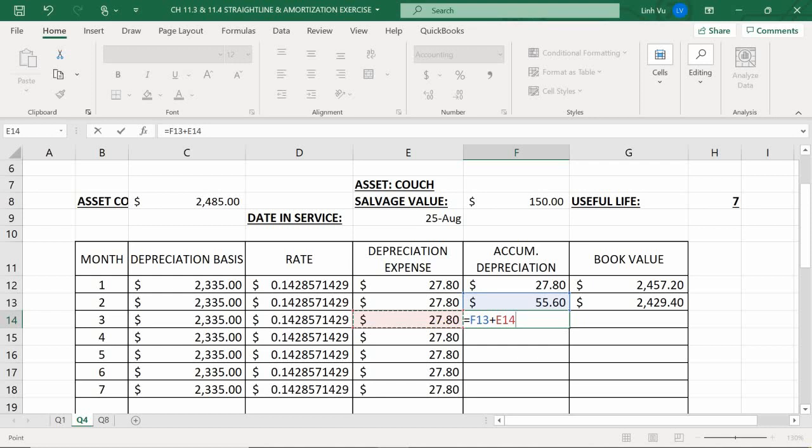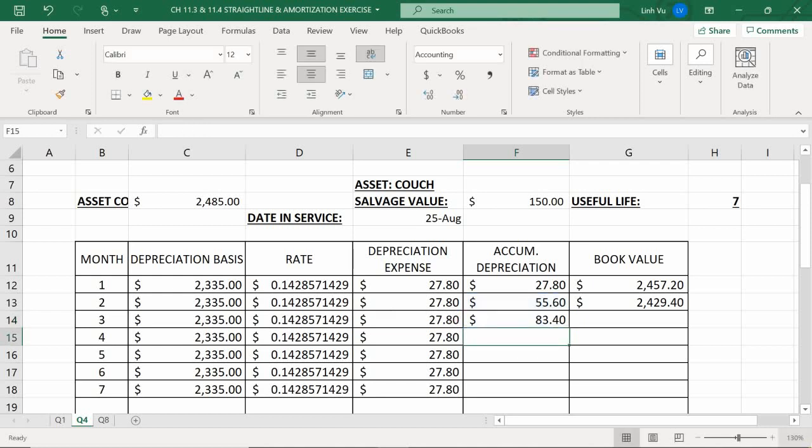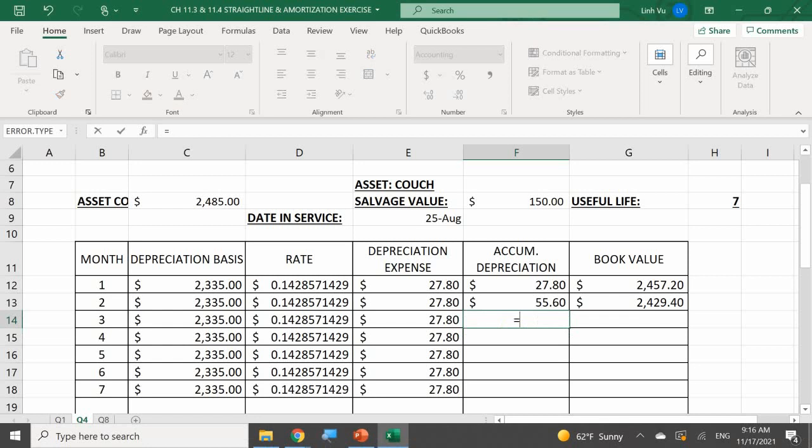So what did I get? 5560 plus 2780, 55, 60 plus 27, 80 should give you 8340, right? 6 plus 8 is 14. 5 plus 7 is 12 plus 1 carry should be 3. Yeah, it should be 8340.